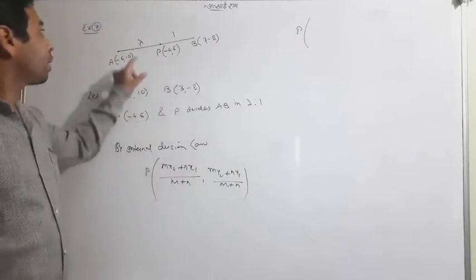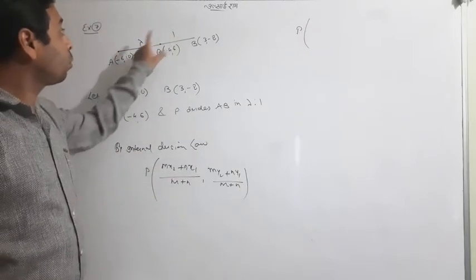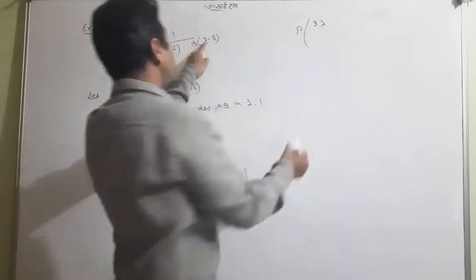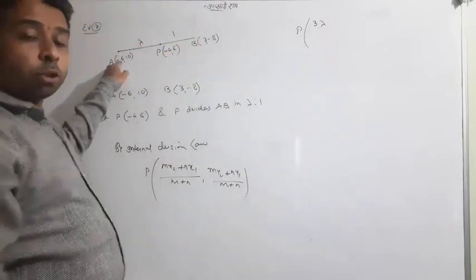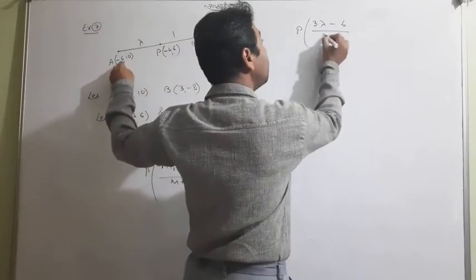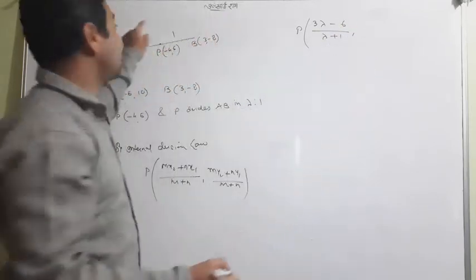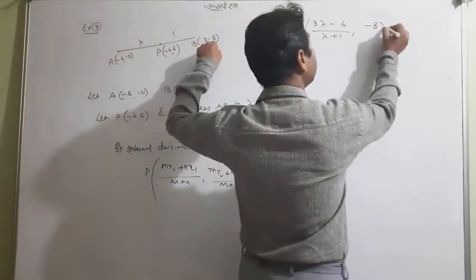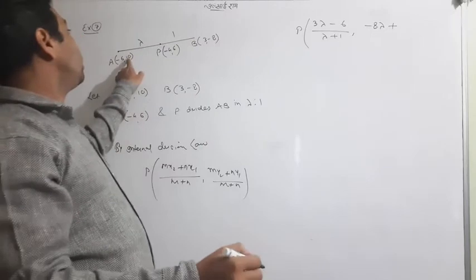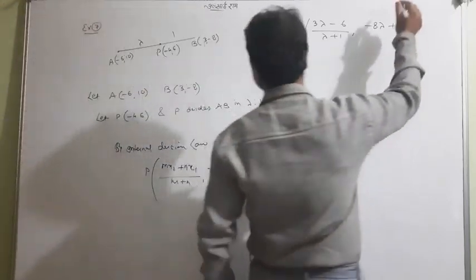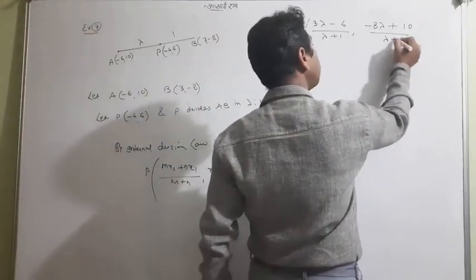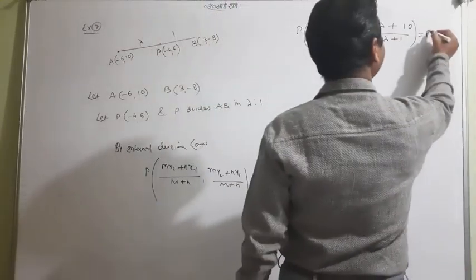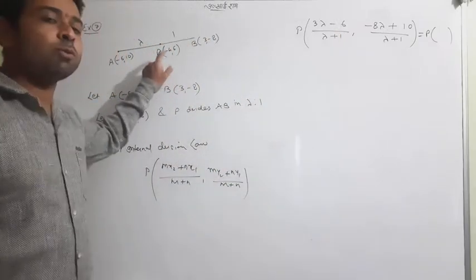What is the formula? Lambda is m. Look at it. Lambda into first coordinate mx2, plus 1 into first coordinate, 1 into -6 is -6, upon lambda plus 1, m plus n. Now lambda into second coordinate, 8 lambda, plus 1 into second coordinate, by the formula 1 into 10, upon lambda plus 1. Now you have got P. And now instantly you can compare your P with the given P. P is what? (-4, 6).